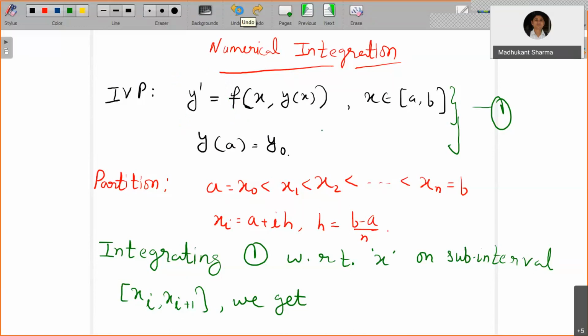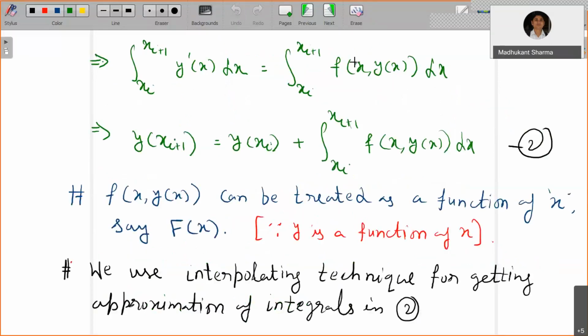Now, what is next? See, y is a function of x, and f is a function of x and y, but y also depends on x. So you can treat this complete f function as a function of x only, let's say, for the time being. Later on, you can recall the definition of what f of x is.